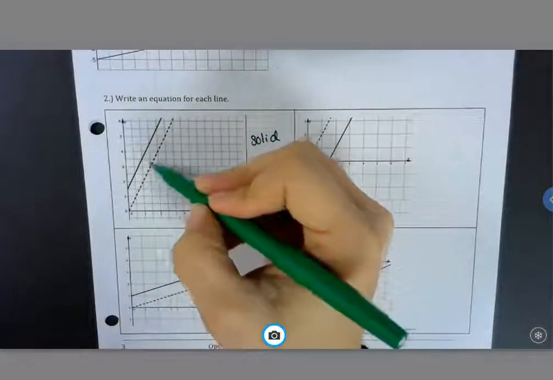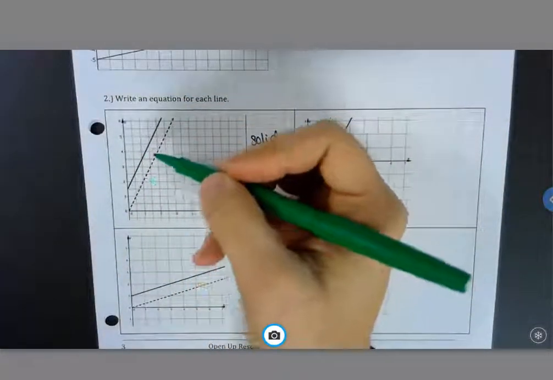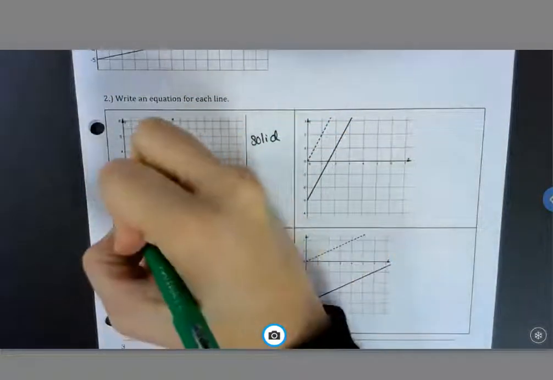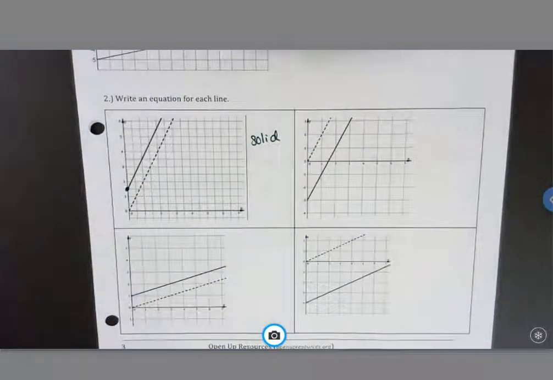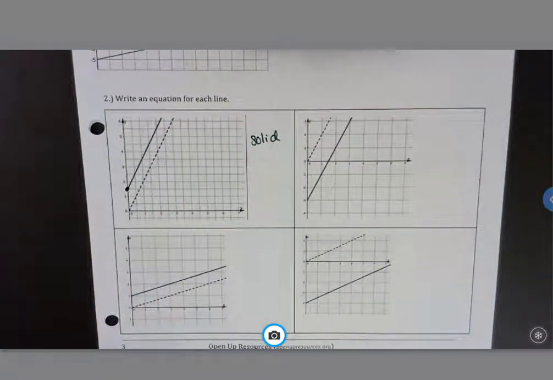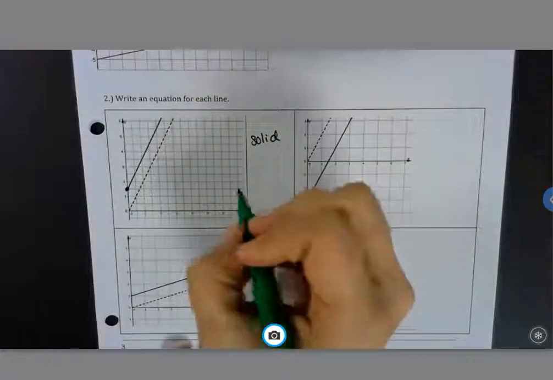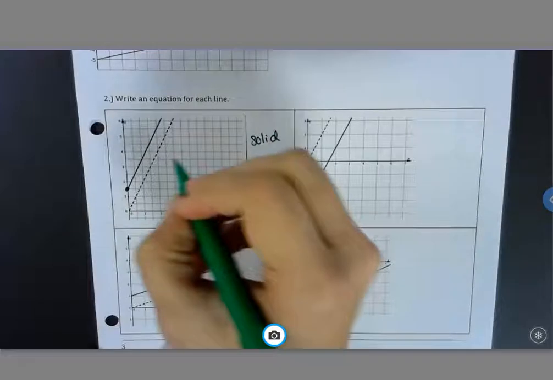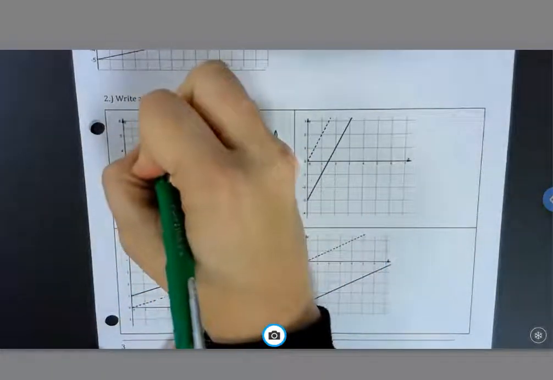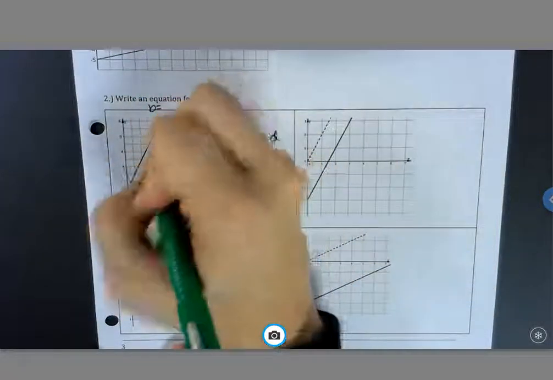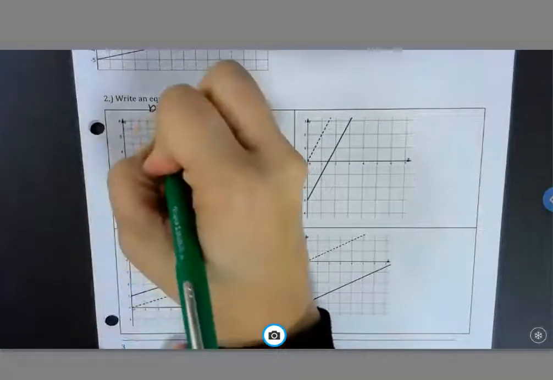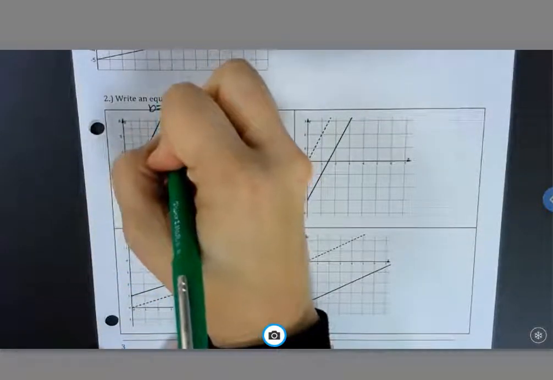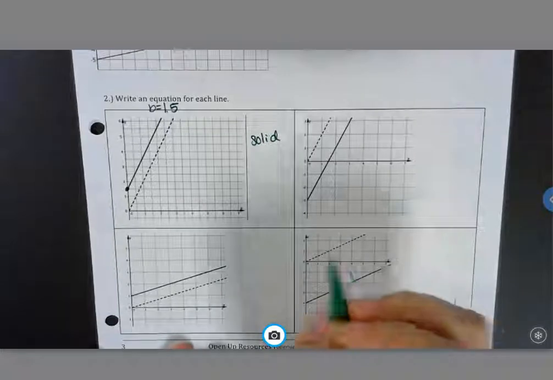As you can tell, these are translations of each other. So this solid line starts at 1.5. That's the vertical intercept, so for that one, that's going to be my B. So my B value is 1.5. Now I need the M. I need the slope.